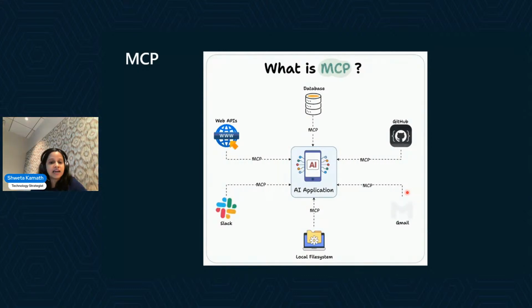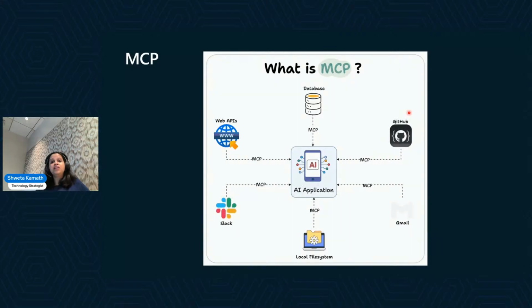If you see the diagram out here, what is shown here is an AI application. Now, an AI application can connect to a database. You can connect to web APIs, you can connect to some communication platform like Slack, you have local file system, you have Gmail, and you have GitHub. So what this figure represents is that with MCP, now you can connect to almost every kind of data source.